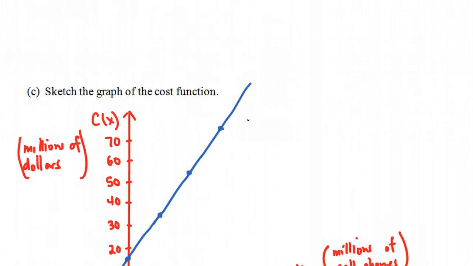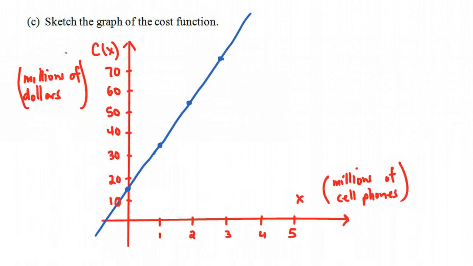And let's sketch the graph of the cost function. I've already sketched the graph here. On our x-axis is millions of cell phones. So this 1 represents 1 million cell phones, the 2 represents 2 million cell phones, and so forth. And c of x is the cost in millions of dollars. So this right here would be $10 million, $20 million, $30 million, and so forth. So I've graphed c of x. Remember, our formula for c of x was 20x plus 15 million.